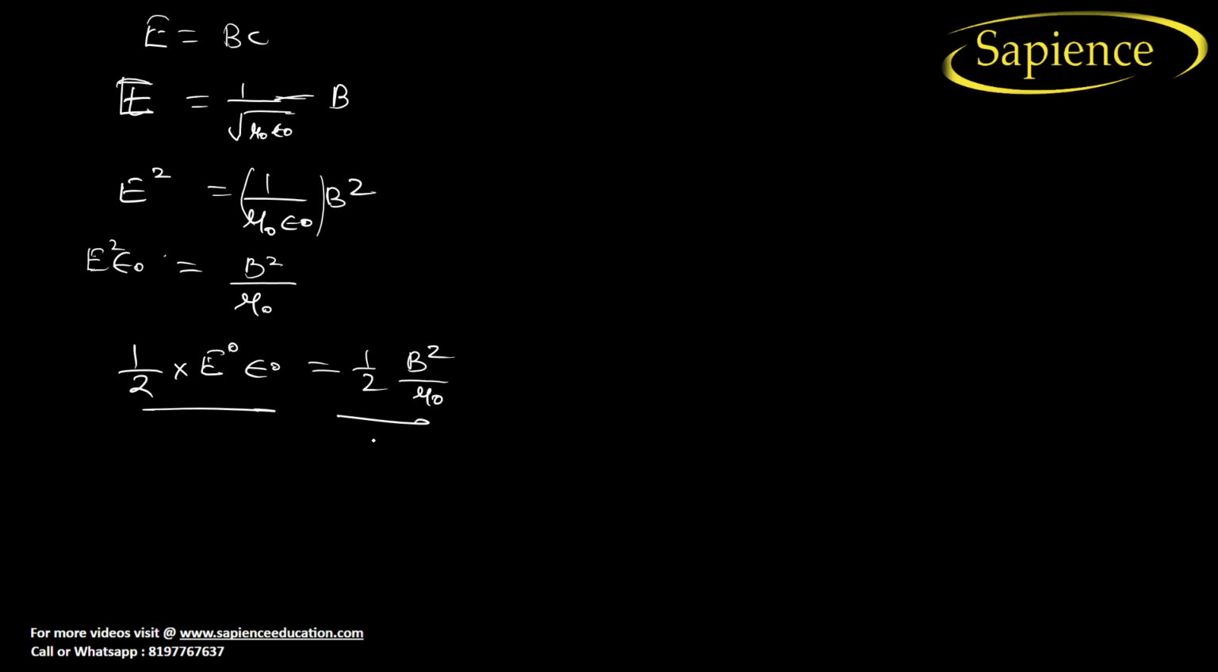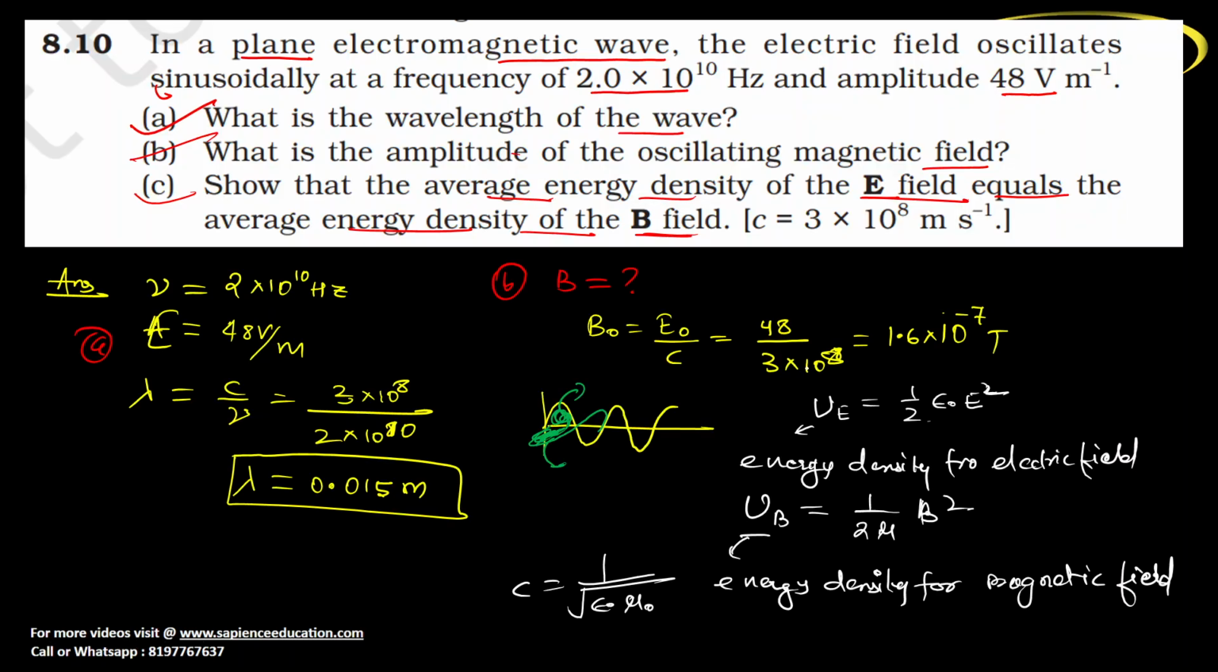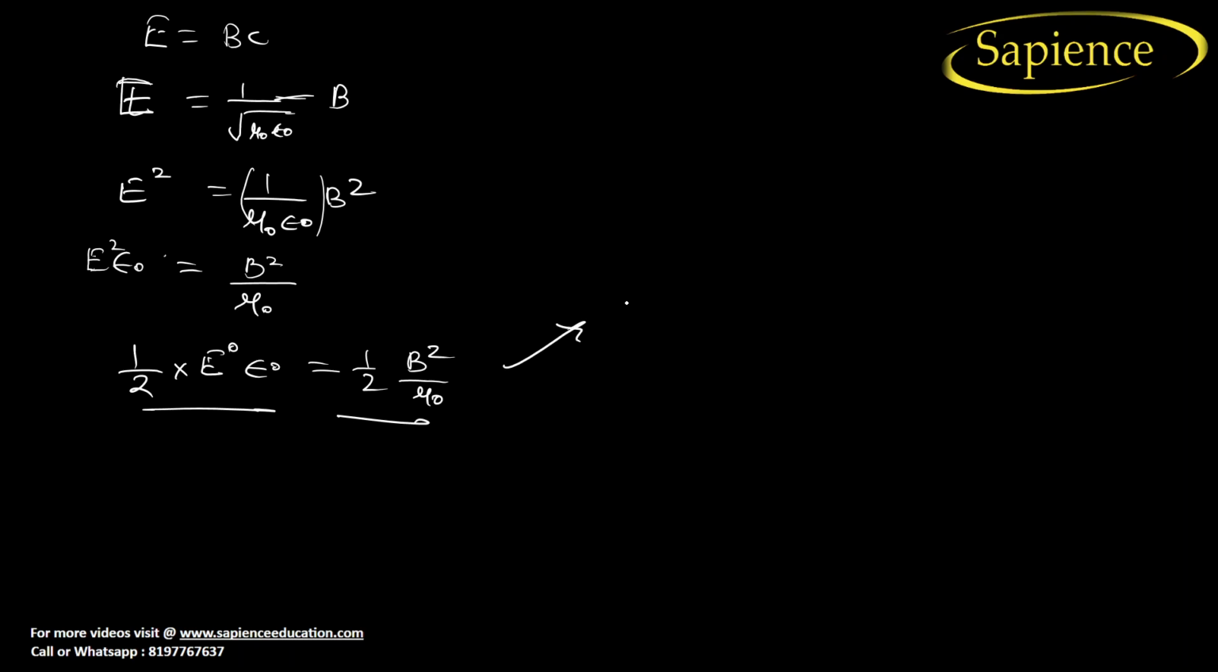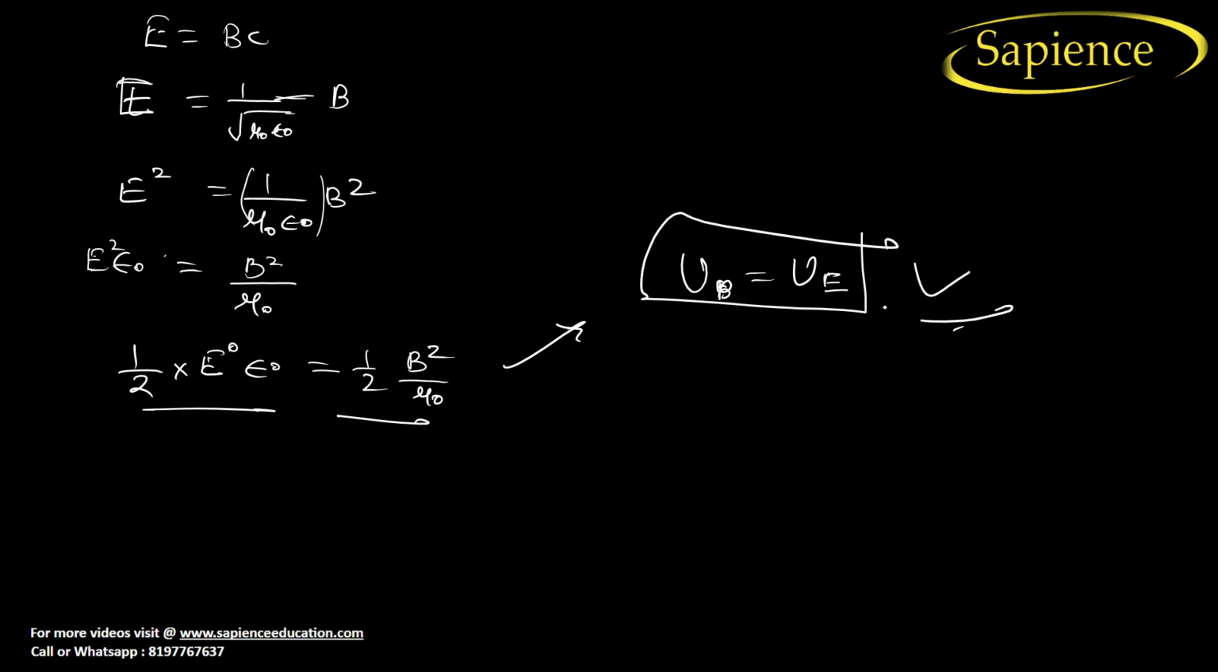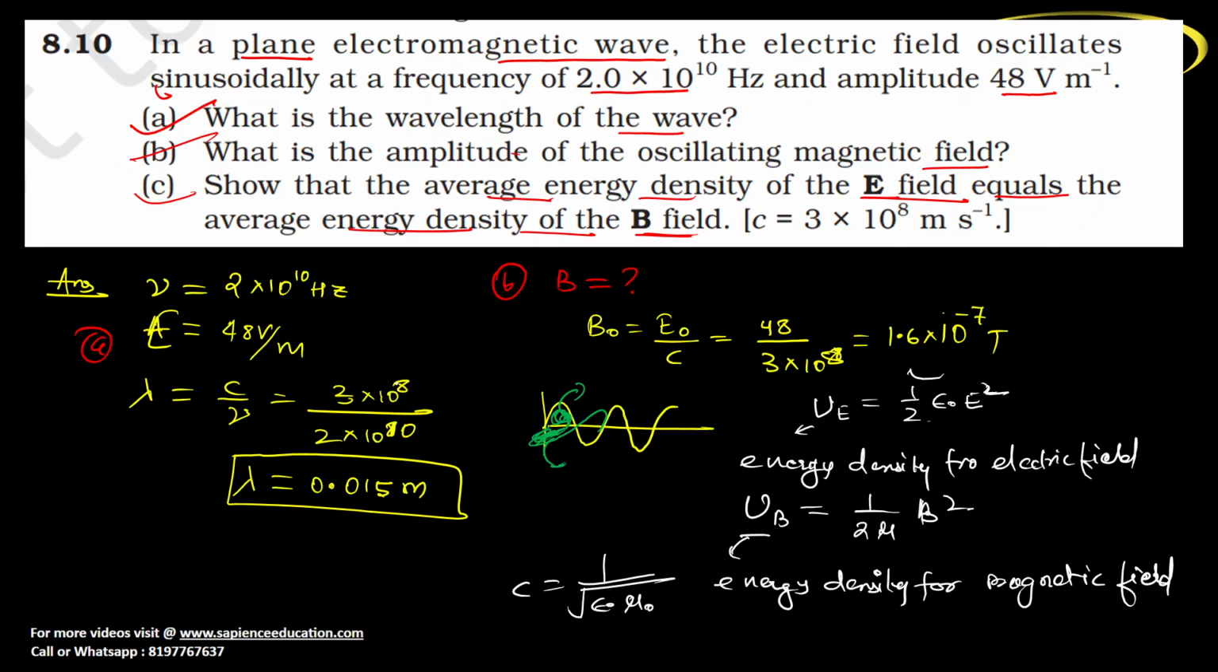Now just check it. What is this? The energy density formula for the electric field and the energy density formula for the magnetic field. From this, we can infer that U_B is equal to U_E. So this is hence proved. In this way you need to prove it. This is what they are expecting in the question. So we have shown this one.